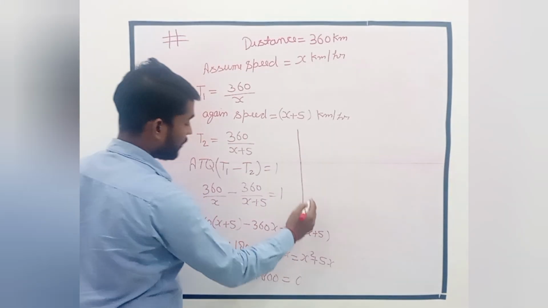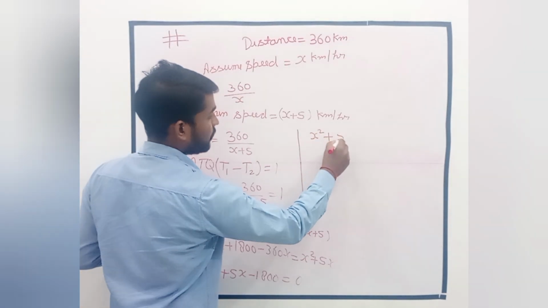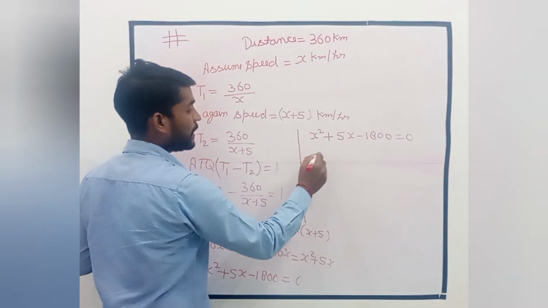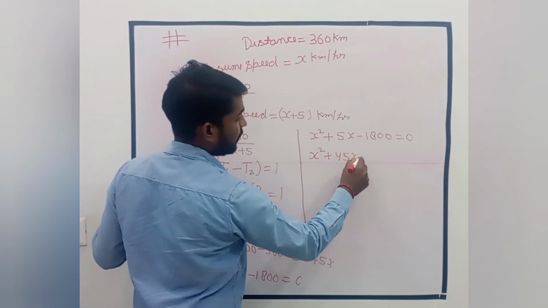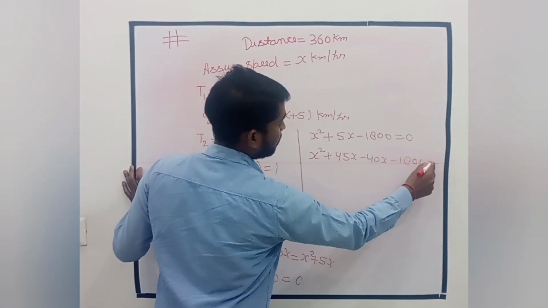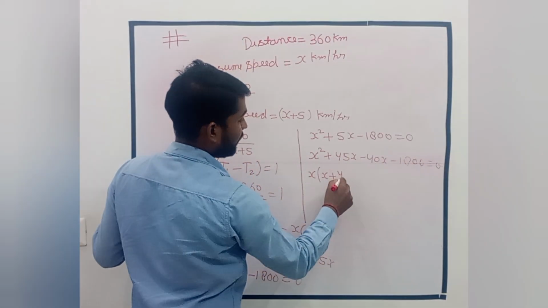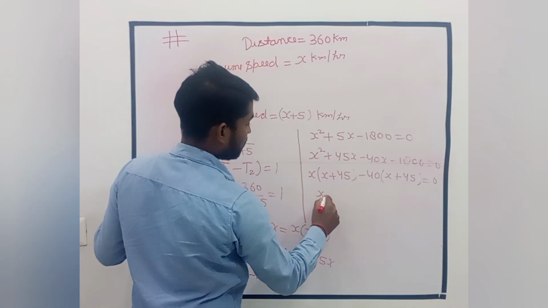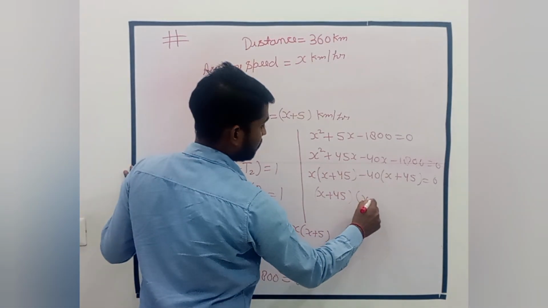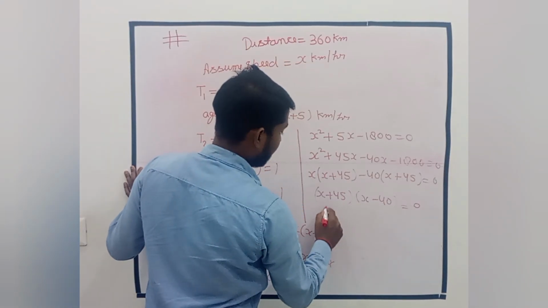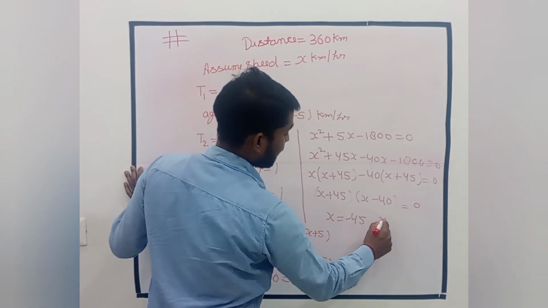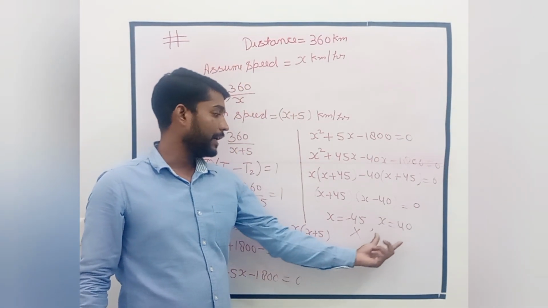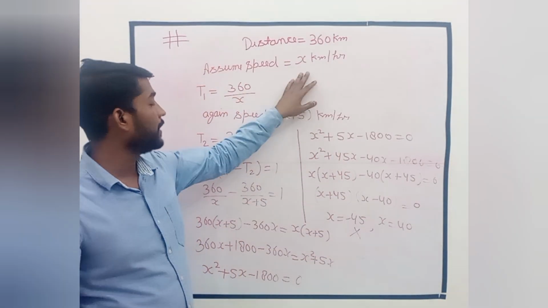And now we calculate the roots of this quadratic equation. We factor this, and the factors become this, and now we take 45 and minus 40x, we take 45, and from here we get x equals minus 45 and x equals 40. The value minus 45 is not possible because the speed of the train is a positive number, and this is a positive integer, 40, so the speed of the train is 40 km per hour.